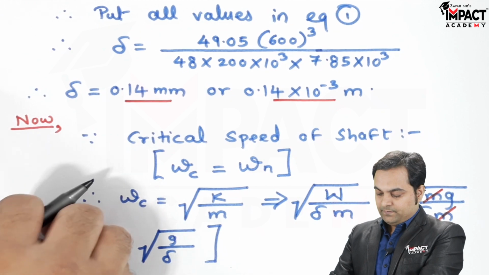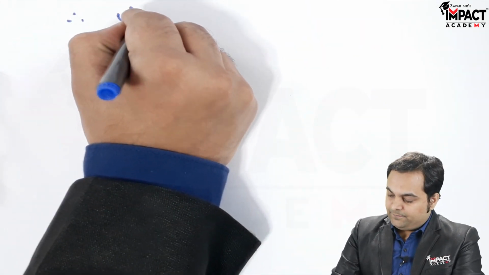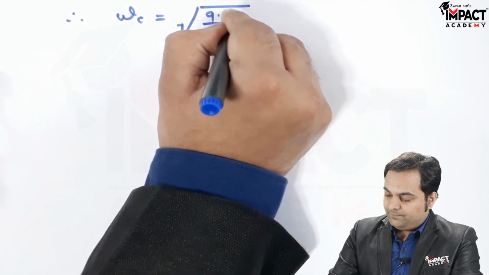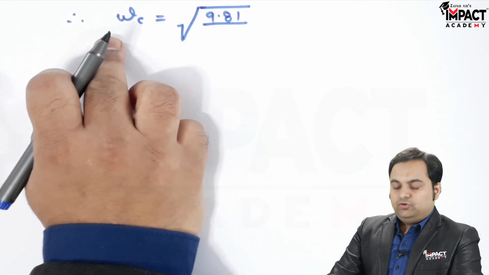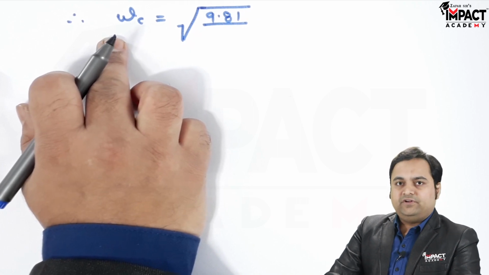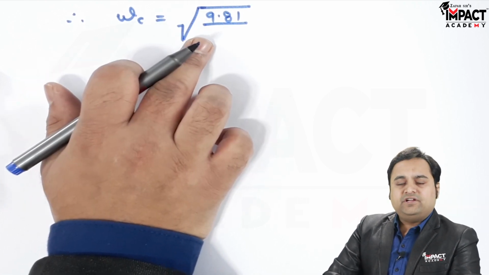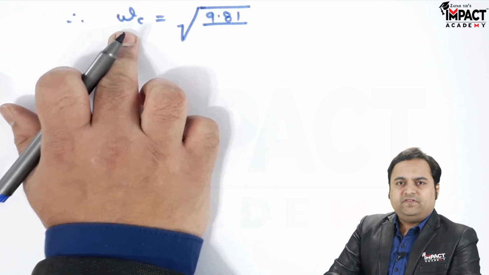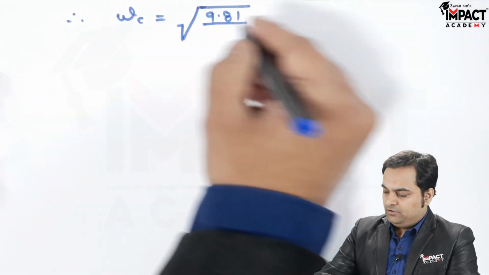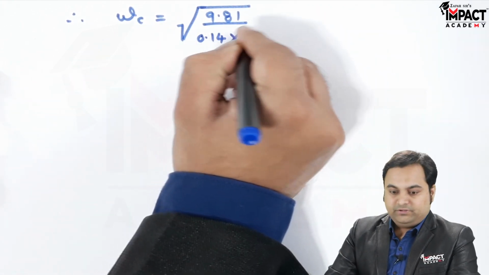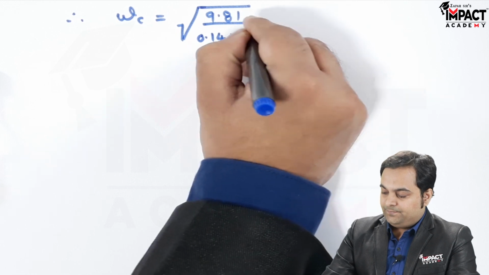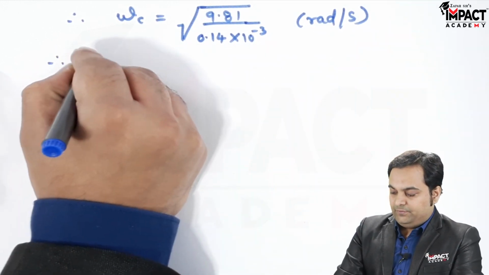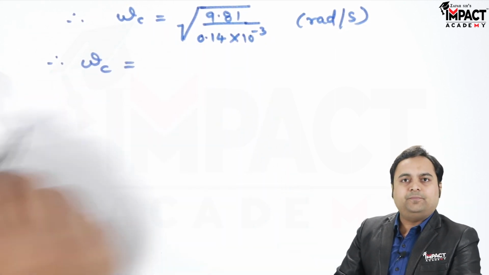So therefore the critical speed is equal to root of g is 9.81, and static deflection. Since the unit of omega c would be in terms of radian per second, we have to keep the deflection in terms of meter. Then only we are going to get the angular speed. This is the angular speed in terms of radian per second. So deflection is 0.14 into 10 raised to minus 3 meter, and that will give us the angular velocity or angular speed of rotation of shaft, which is the critical speed.